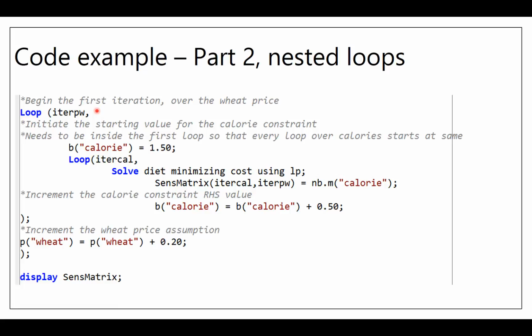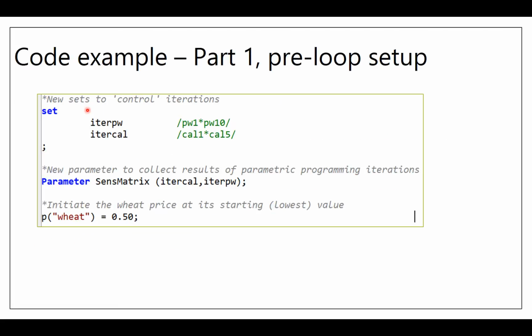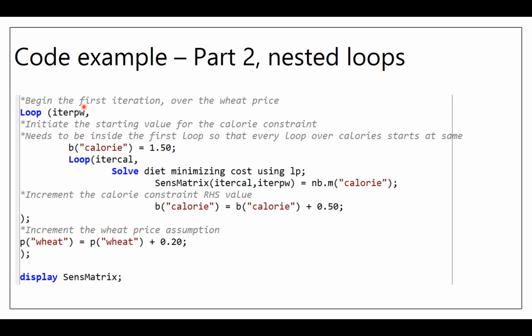Okay, so once we get that price set to 50 cents, then we can start our loop. We'll begin the first iteration, and the first iteration, the outer loop, is over the price of wheat. Its control is ITERPW, that's the set we just made. There's 10 of those.